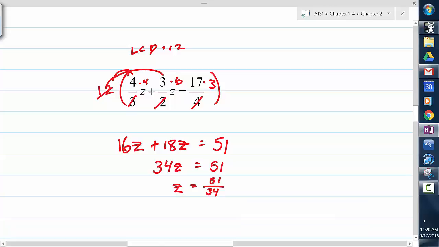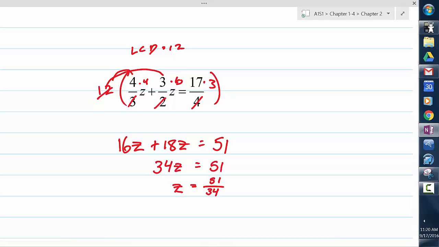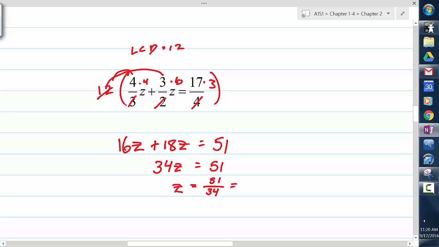Now, I multiply the entire thing by 12. You should have got 16z plus 18z equals 51. Combine those, 34z equals 51. z equals 51 over 34. Please reduce your fractions. If I've reduced my fraction, that should be 3 over 2.